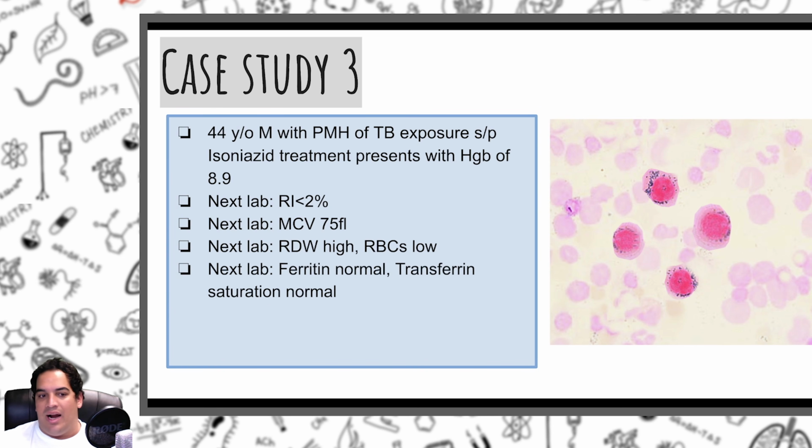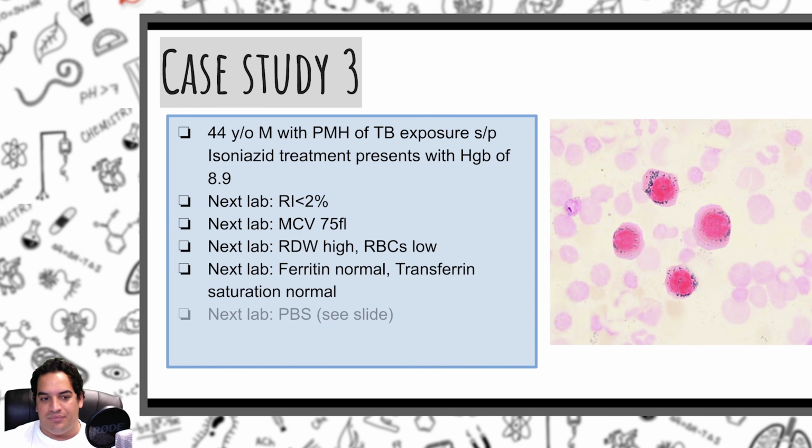What do we do? Iron studies. They're normal. That tells me that it's not iron deficiency anemia, and it also tells me that it's not likely that this person has anemia of chronic disease. But again, there's nothing super special about this. What's the next thing I need?